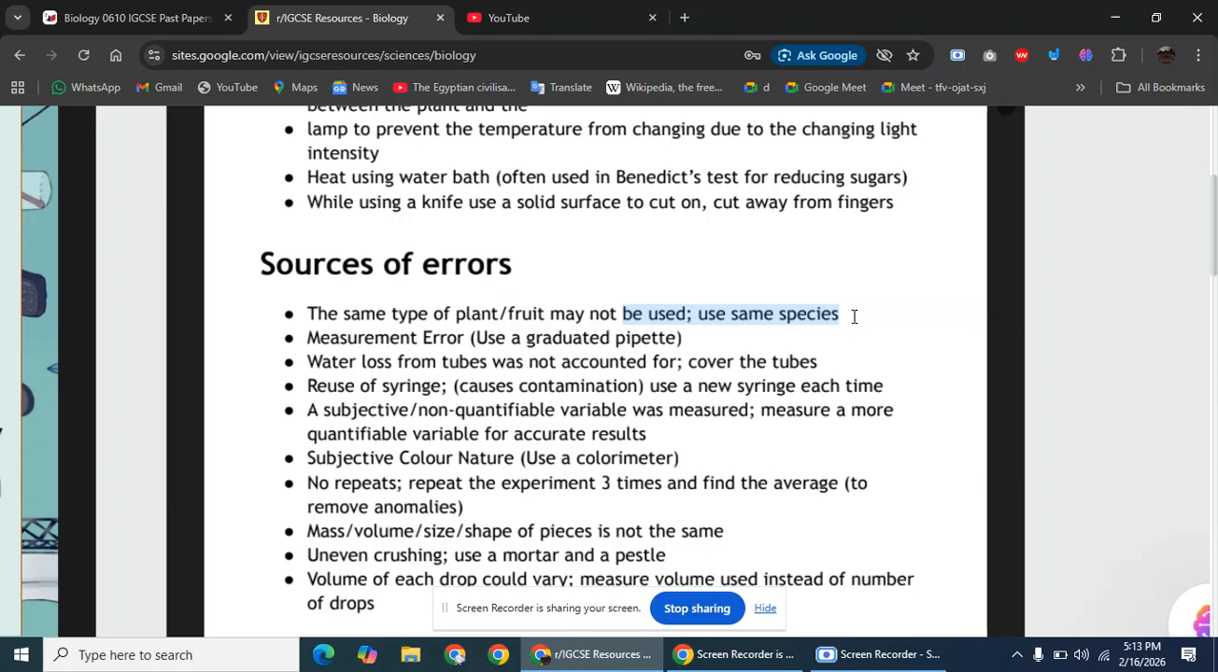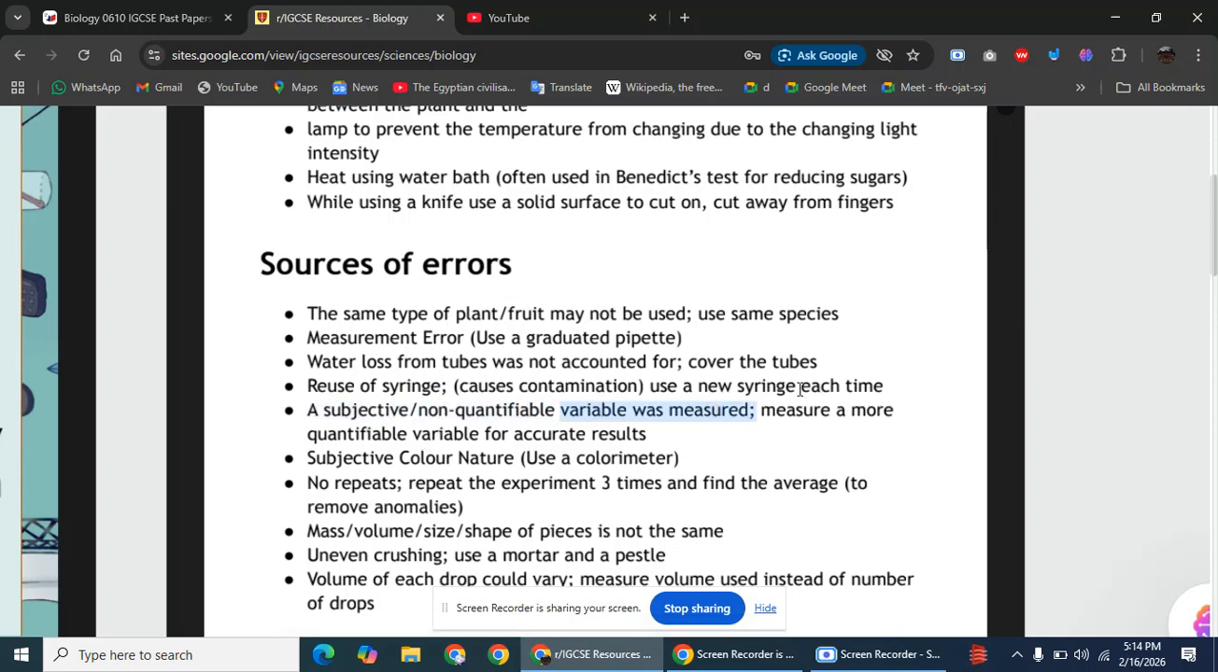Cover the tube. If you don't want the tubes to lose water, you should cover them so that evaporation doesn't take place. Reusing the syringe causes contamination. Reusing a syringe, measuring cylinder, dropper, pipette, whatever it is, can cause contamination, and a new syringe should be used each time.